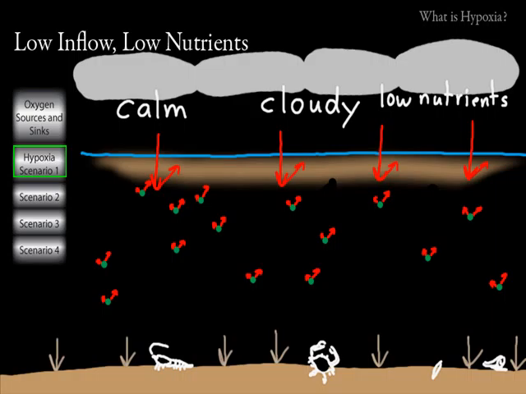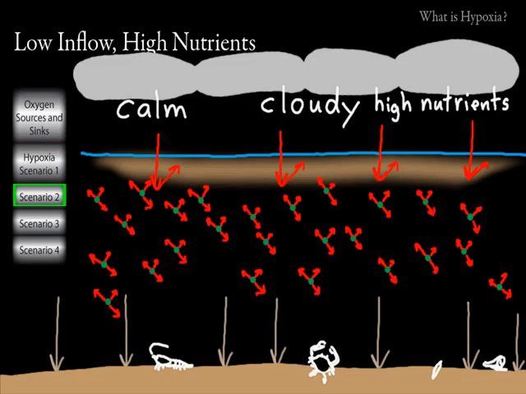Even though it's cloudy, you'll still have some photosynthesis going on. Even though it's calm, you'll still have some diffusion from the atmosphere. So you'll always have inputs of oxygen. It's just that if the consumption of oxygen is greater than what's being put into the system, and that occurs for several days or weeks, that's when you can run into hypoxia problems.